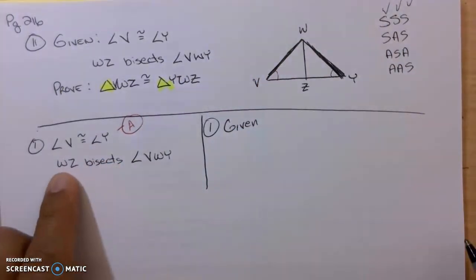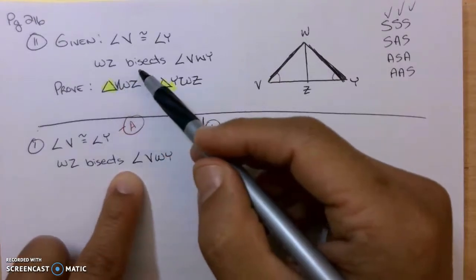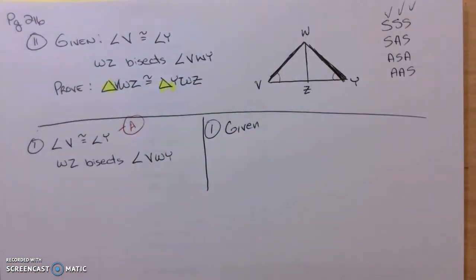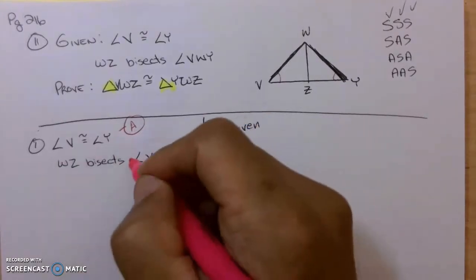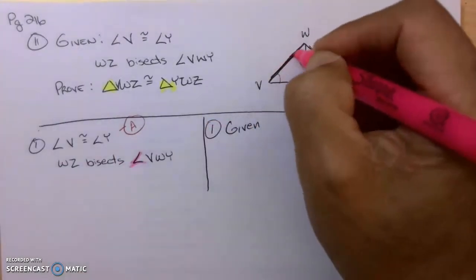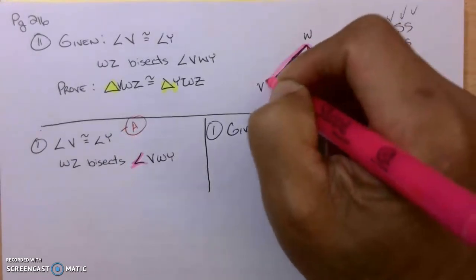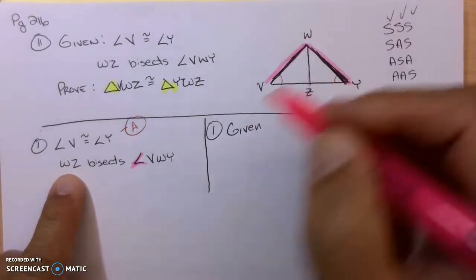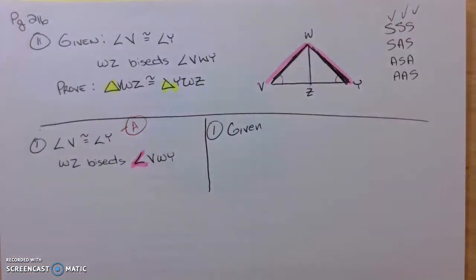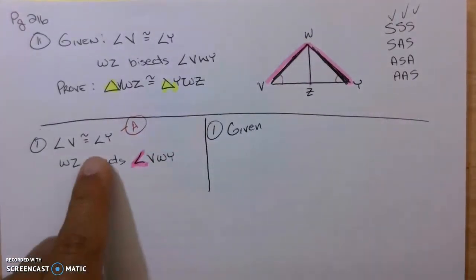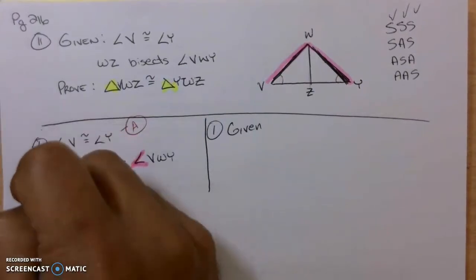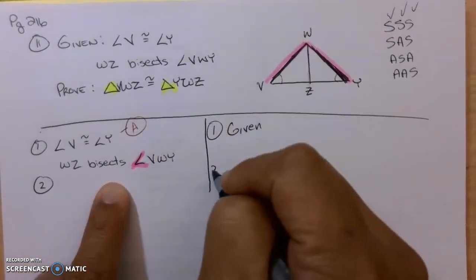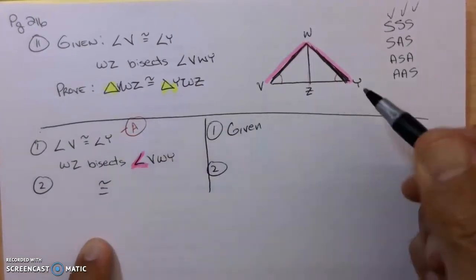And then also in the given it says WV bisects angle VWY. So let's follow those three letters here. VWY here in pink. V to W to Y. Okay, so this line WV bisects this pink angle VWY. So why did they state that? Because that's not saying sides are equal. It's not really saying angles are equal. But this statement does split two congruent angles.